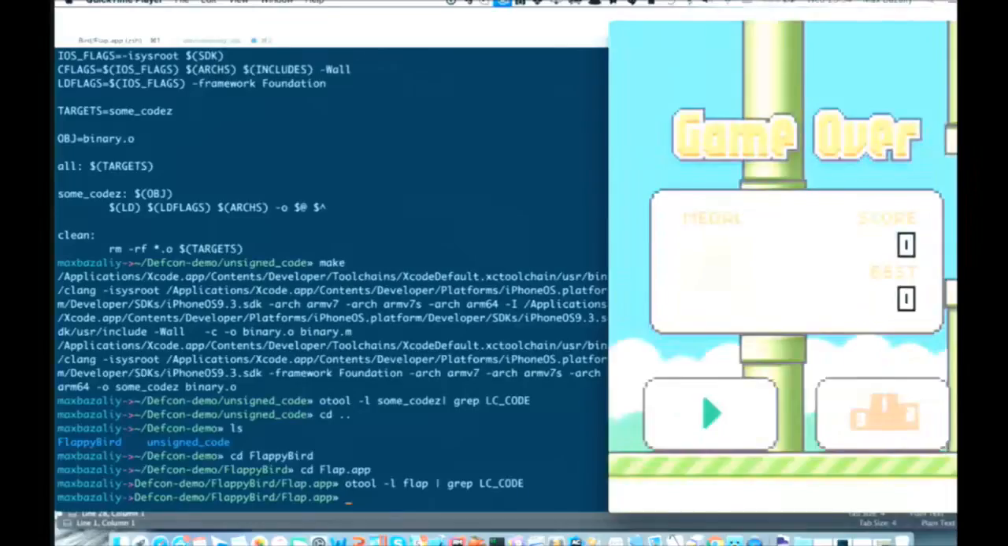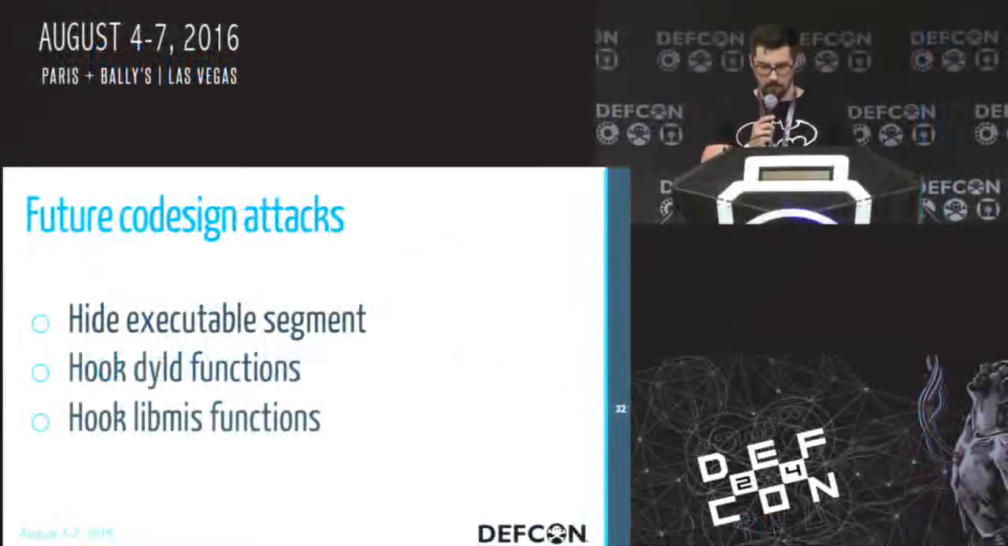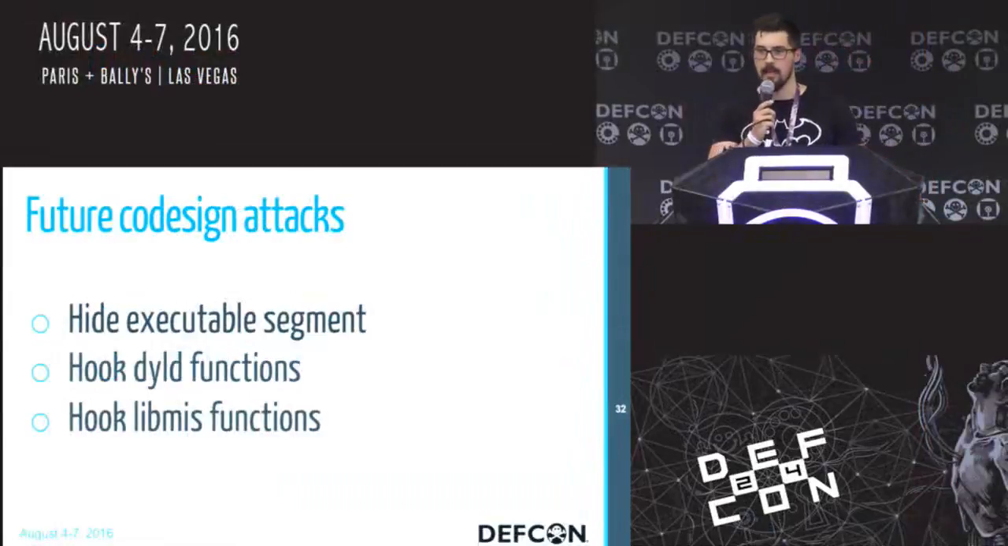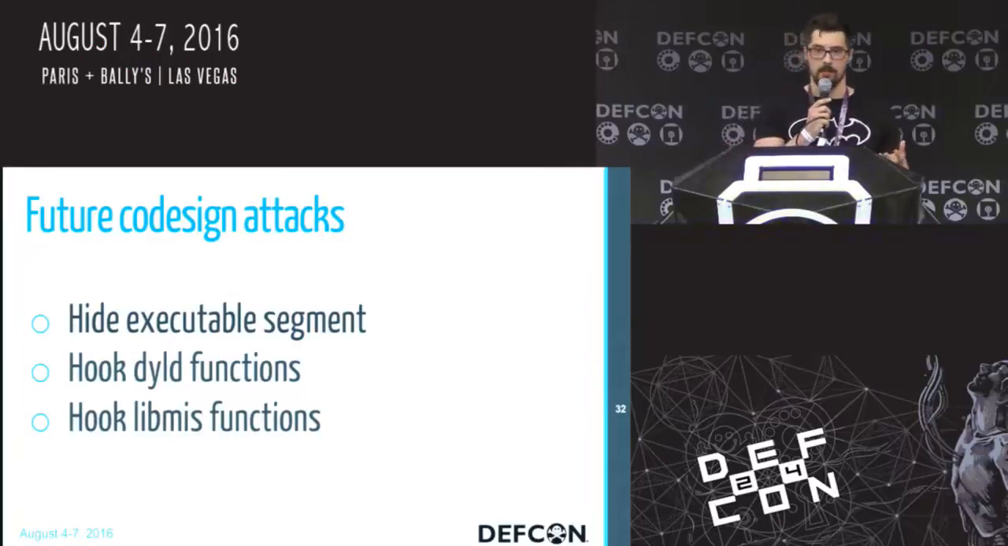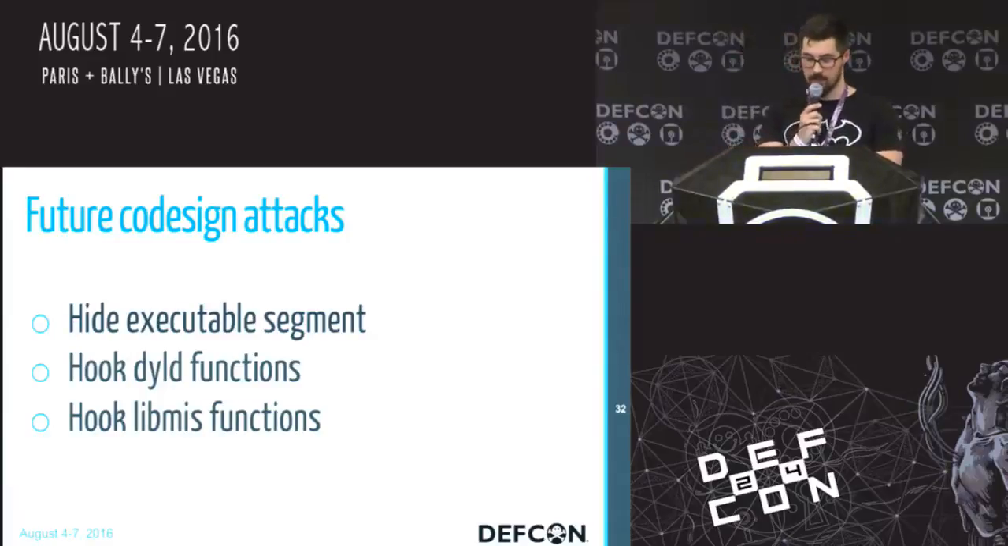As final words, I want to tell how future code sign attacks may look. First of all, hiding the executable segment. The idea is based on overlapping an executable segment with a non-executable one, so we basically hide from the kernel that this stuff is executable. This attack was heavily used by the TaiG and Pangu jailbreaks, but it looks like starting from iOS 9, Apple really hardened it in dyld, so I haven't seen any such attacks anymore.